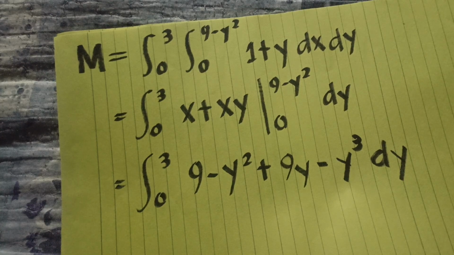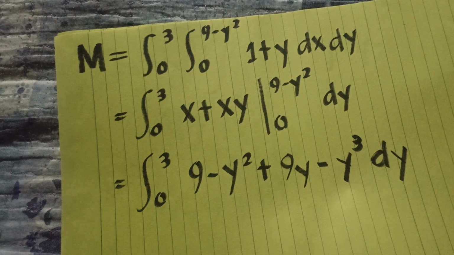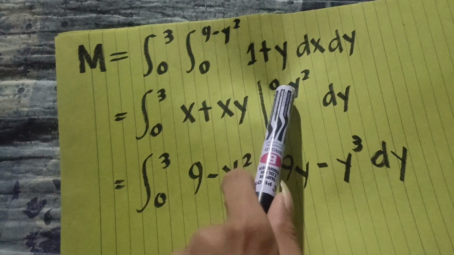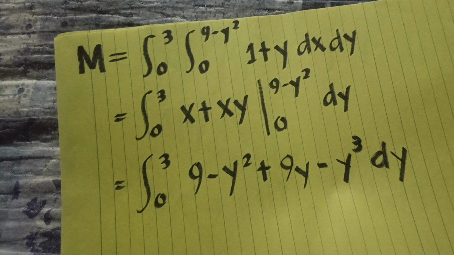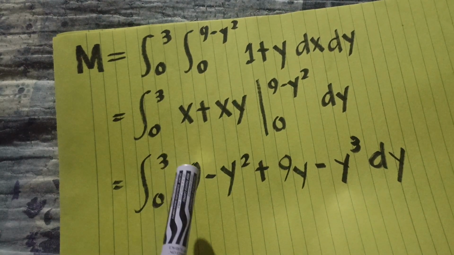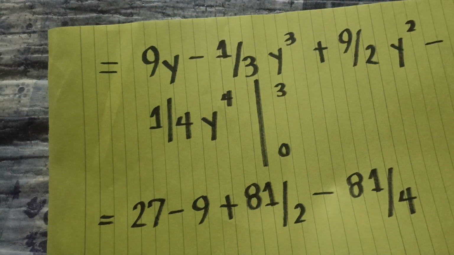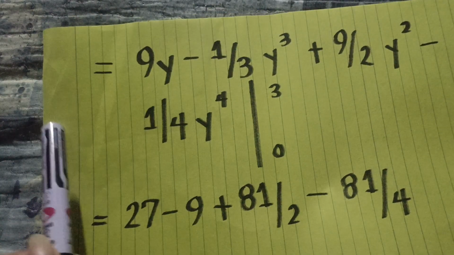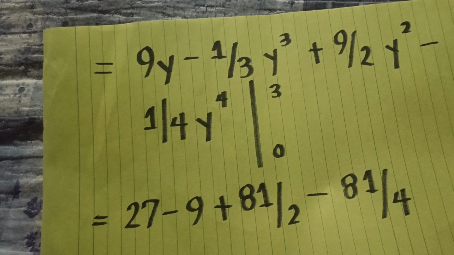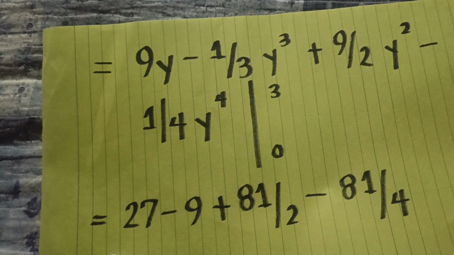So at this point, it's a routine double integration, so we're just going to compute the antiderivative first with respect to x. Plug in our top and bottom bounds. So we get the integral from 0 to 3 of 9 minus y squared plus 9y minus y cubed dy. Now, it's a single integral with respect to y. So, anti-differentiate again, and we're left with this. Just go ahead and plug in 3 and we have this answer. So this will be the total mass of the lamina.